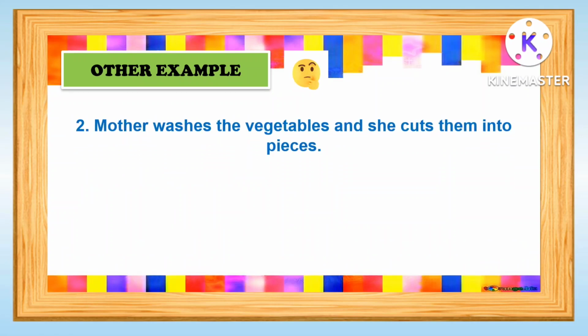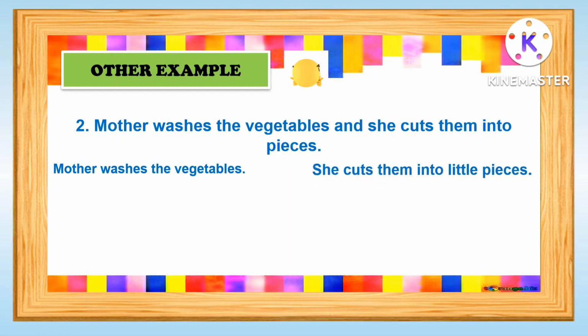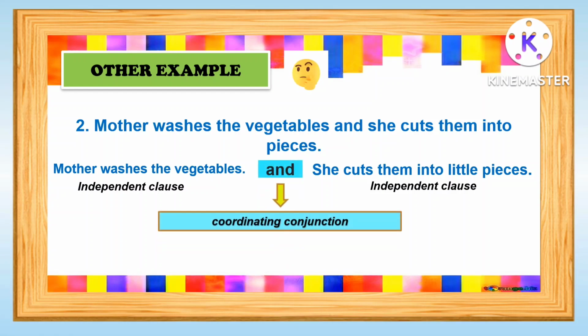Alright? Now let's have another example. Mother washes the vegetables and she cuts them into pieces. Our first independent clause is Mother washes the vegetables. Our second independent clause is she cuts them into little pieces. Now, the coordinating conjunction that connects these two independent clauses is the word and. Okay, well done, kids.